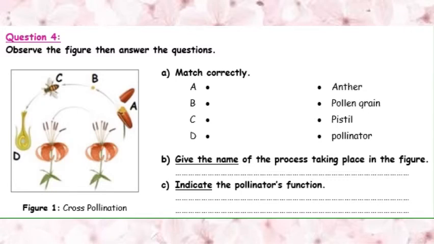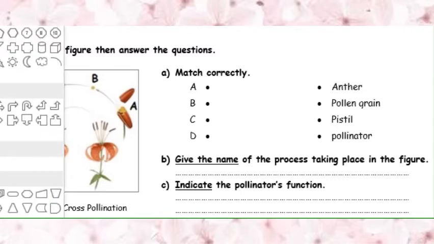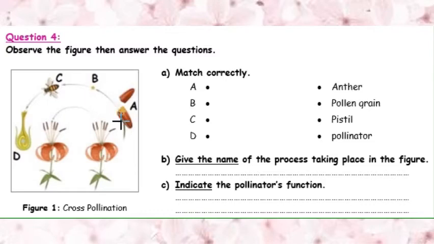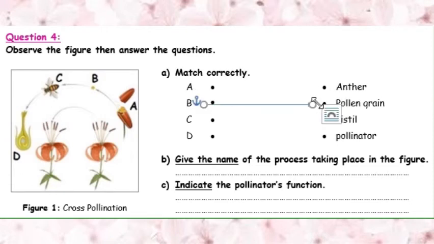Okay, so I will start by naming the element B. B is the yellow powder. This is the pollen grain. So B refers to a pollen grain.